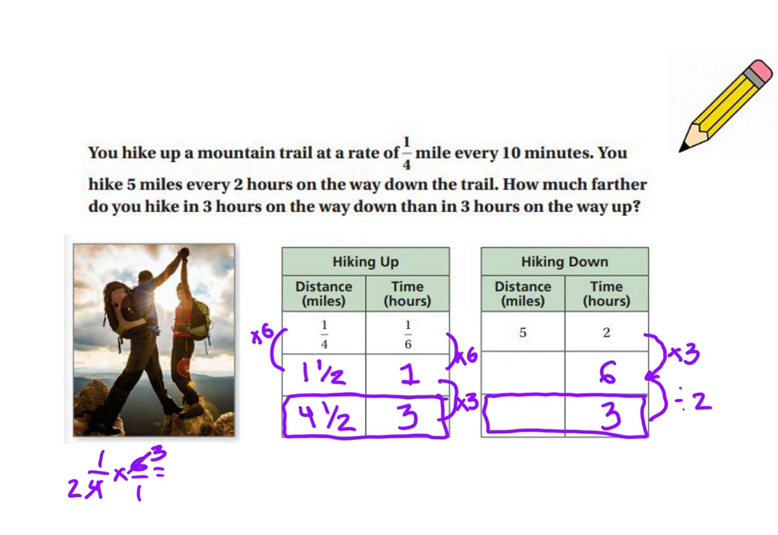So on the other side, let's multiply by 3. 5 times 3 is 15. And then 15 divided by 2 is 7.5. The question says, how much further do you hike in 3 hours? So we'll do 7.5 minus 4.5 is 3 miles.